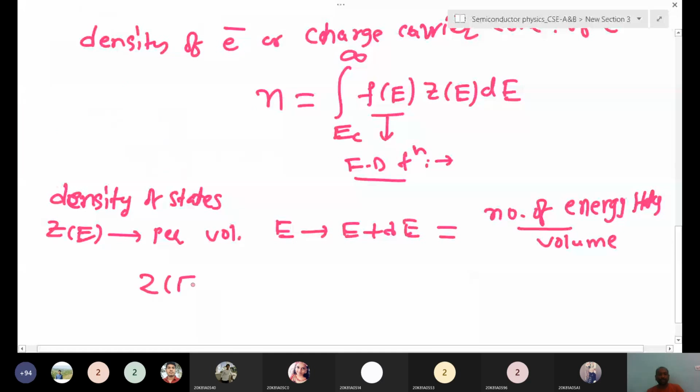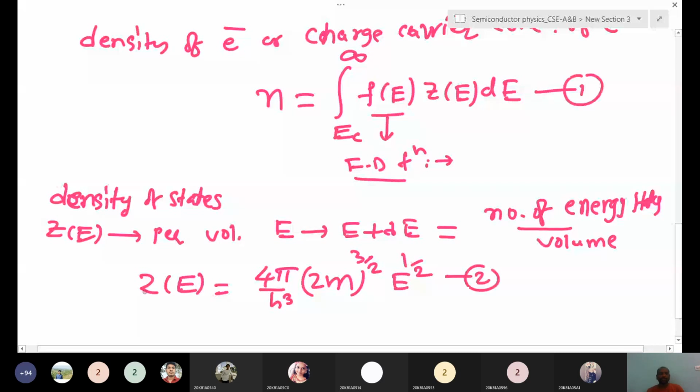I am writing the direct formula: 4 pi by h cube, (2m) to the power of 3 by 2, and E to the power of half. This is equation 1, and let's take this as equation 2. So how will you calculate this equation? You have to take momentum space, with kx, ky, kz. Here p is equal to h cross k.